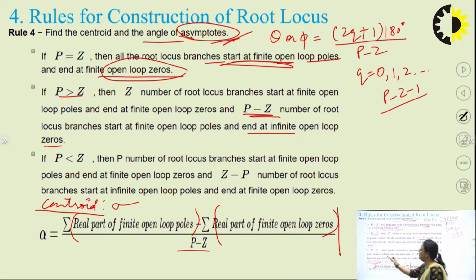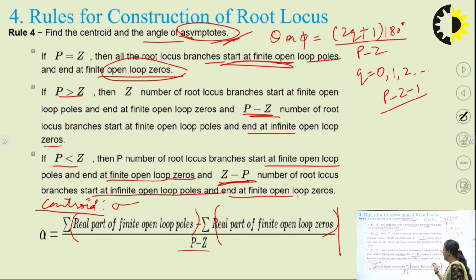And if p is less than z, then the root locus branches will start from the open loop poles and end at a finite number of open loop zeros, and z minus p branches of the root locus will start at infinite open loop poles and end at finite open loop zeros. So this is the formula for the centroid.